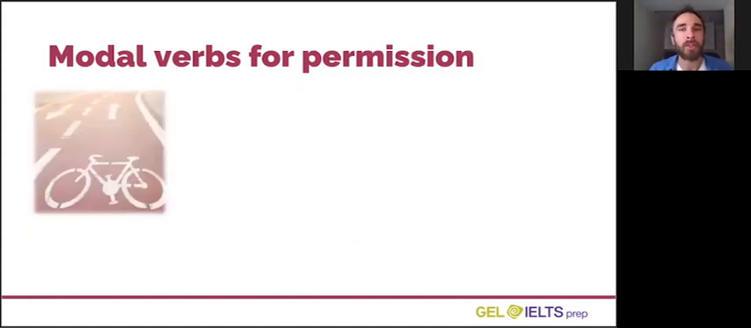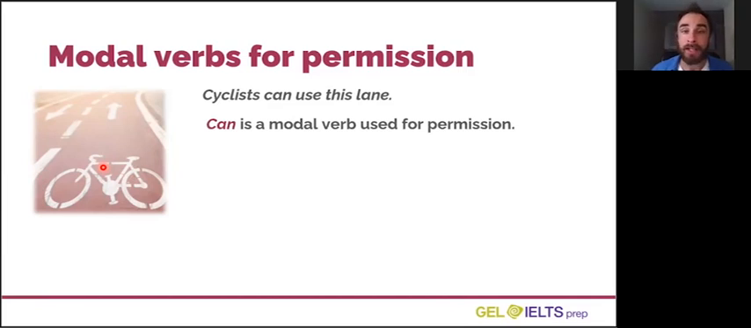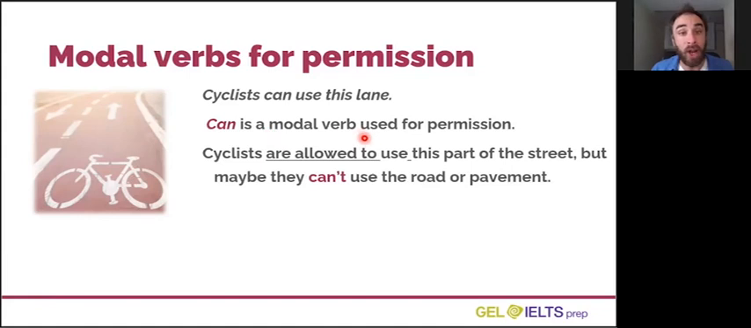Next, we come to modal verbs for permission. Here we can see a lane or a path, and it's made for cyclists. So, cyclists can use this lane. Can is a modal verb that we use for permission. It means that cyclists are allowed to use this part of the street. And because we're saying cyclists can use this lane, maybe that means that they can't use the road or the pavement or the sidewalk.